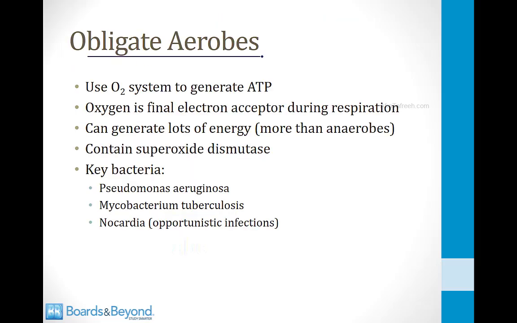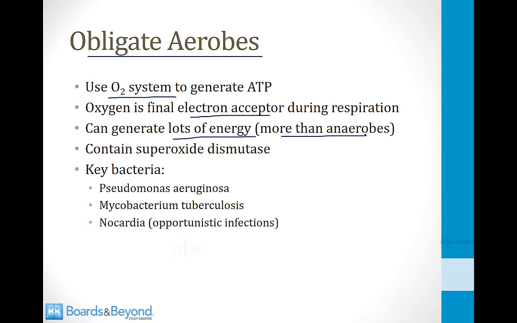Bacteria that are obligate aerobes must have oxygen in order to generate ATP. The only way they can generate ATP is through using an oxygen-based system. These bacteria are sort of like our own cells in the human body, which also require oxygen to generate sufficient ATP. For obligate aerobic bacteria, oxygen is the final electron acceptor during respiration, just like in the cells of our own body.